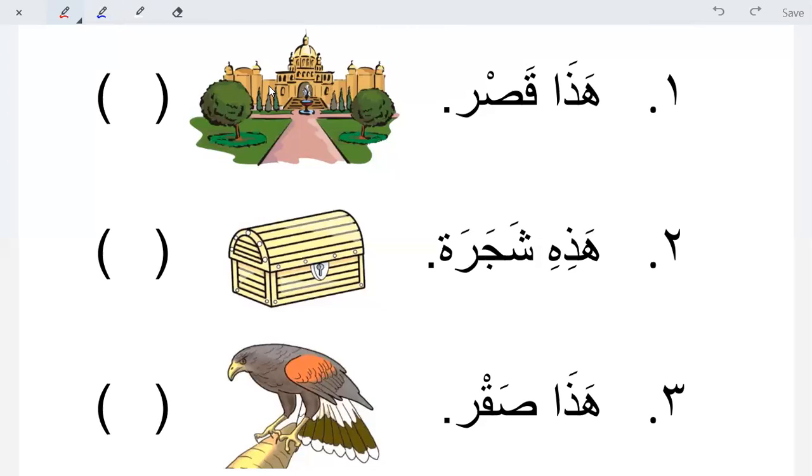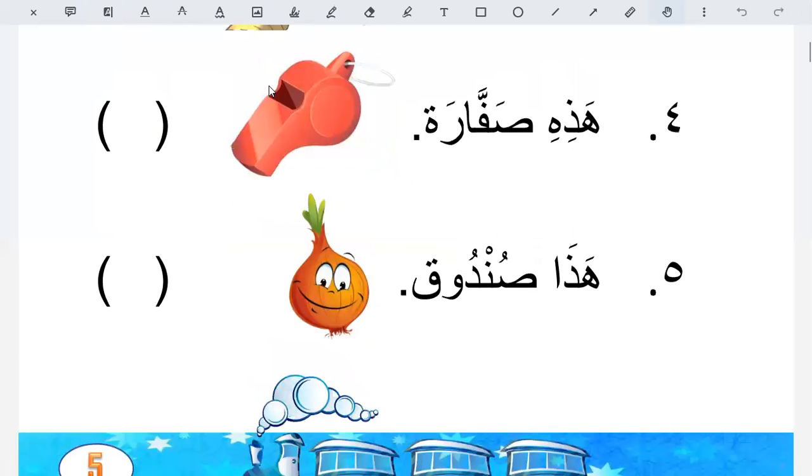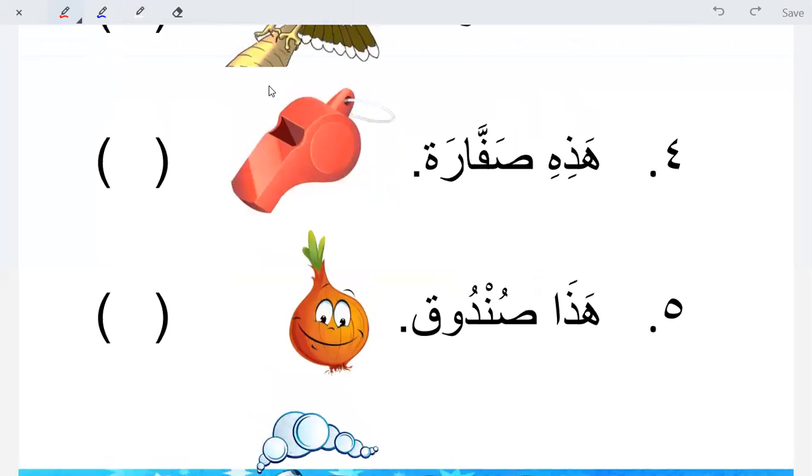This is a palace. Correct. This is a tree. Wrong. This is a falcon. Correct. This is a whistle. Correct. This is a box. Wrong.